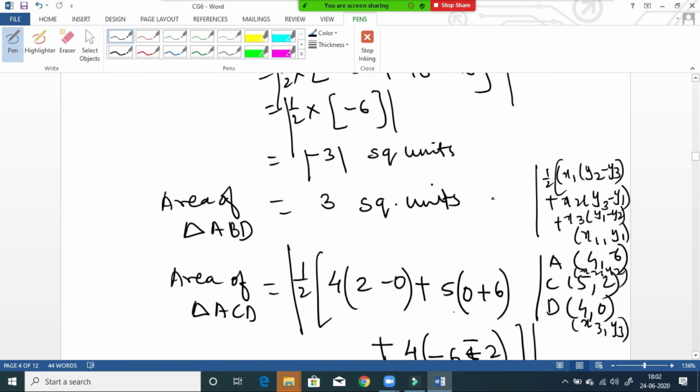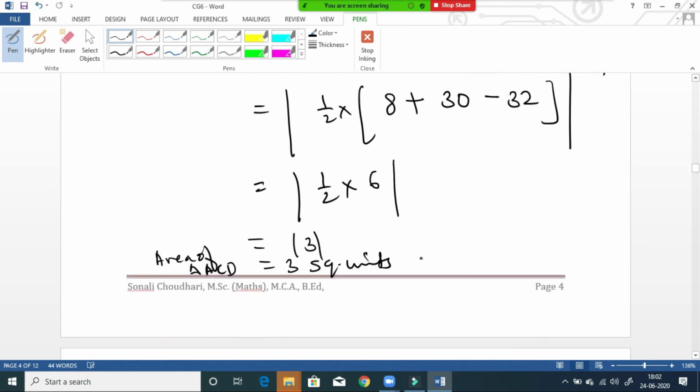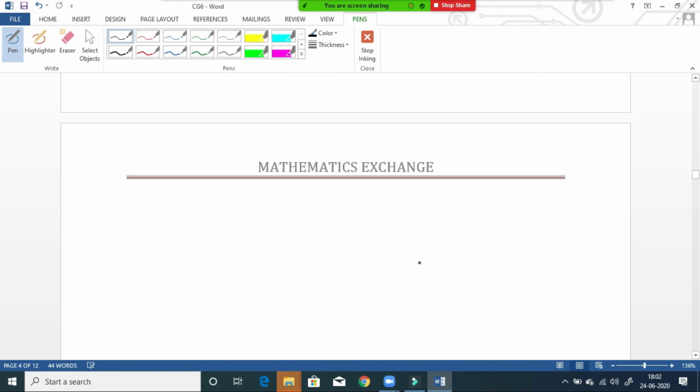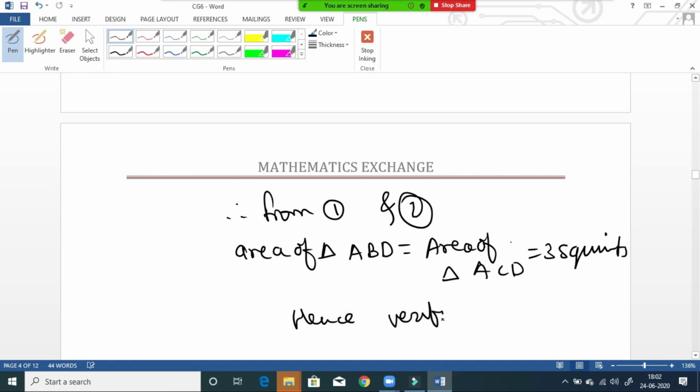Now we give area of triangle ABD is equal to 3 square unit as equation 1, and area of triangle ACD as equation 2 here. So from equations 1 and 2, what we get? We get the same values. So area of triangle ABD is equal to area of triangle ACD, and both have the same value, that is 3 square units. So hence it is verified that a median divides a triangle into equal areas.